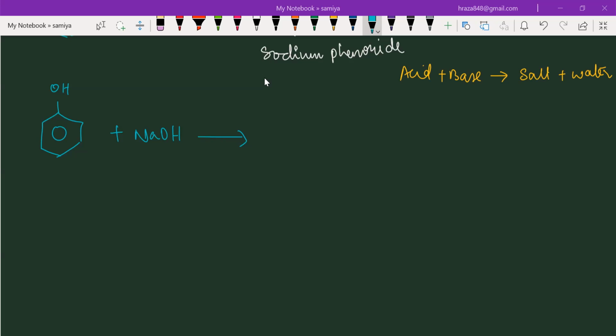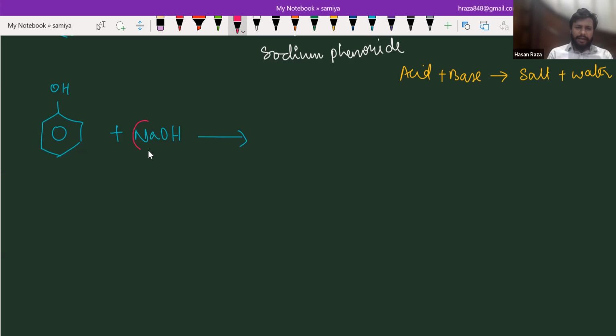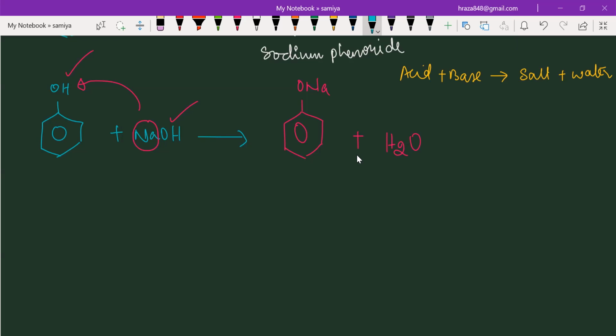Are you done with this? Sir, it will be Na plus H2O. This Na is going to replace this H. Then a salt will form that will be known as sodium phenoxide. This is the salt. And you can see H and OH will combine to form H2O. Everyone done with this? Yes, sir.